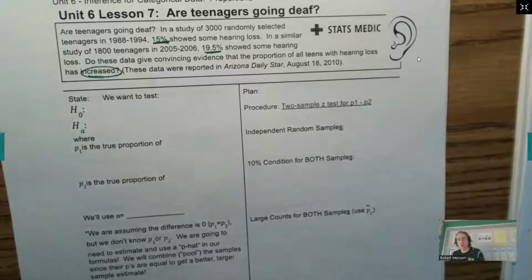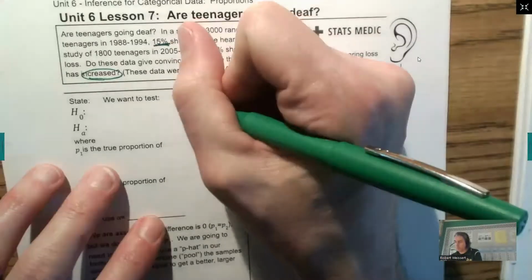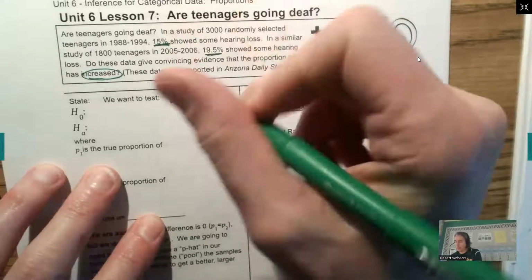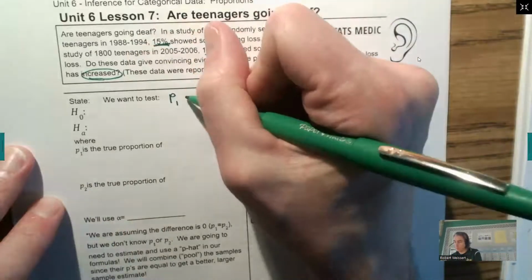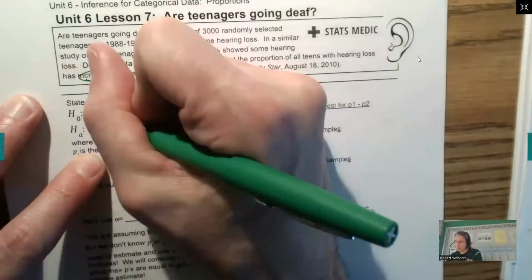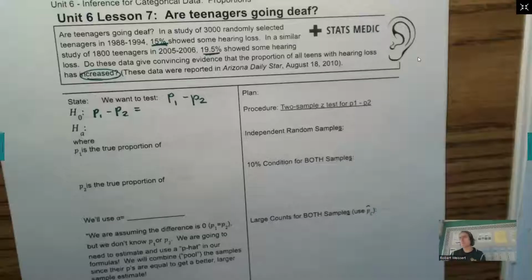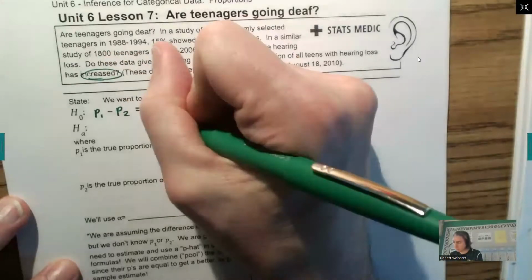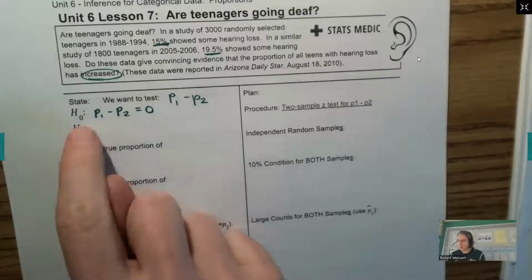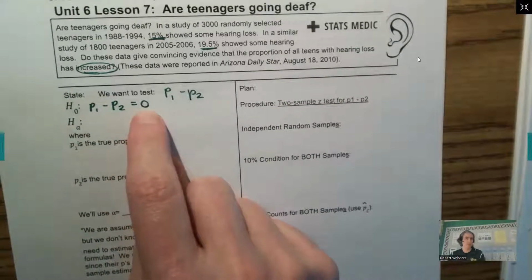So how do we set up our null and our alternative hypotheses? Well, we're trying to figure out, is there a difference? So we want to test P1 minus P2. First of all, has it increased? So I'll say P1 minus P2 to start with, there'd be no difference. So you put equals 0. That's the null. The null hypothesis is no difference.